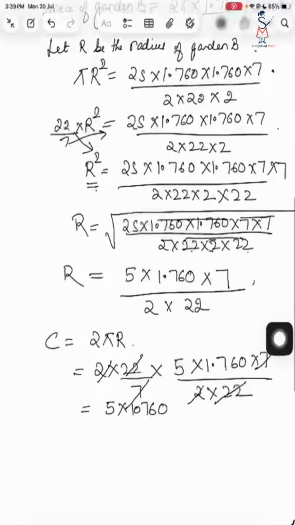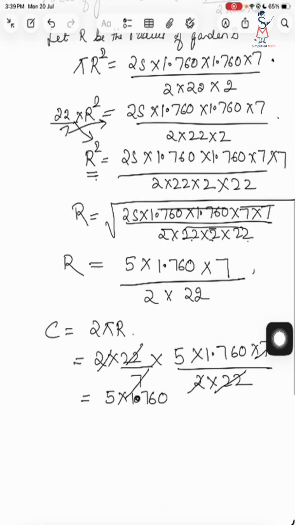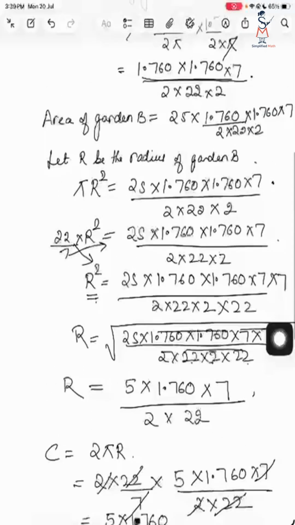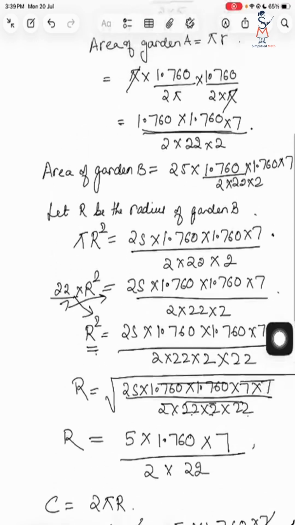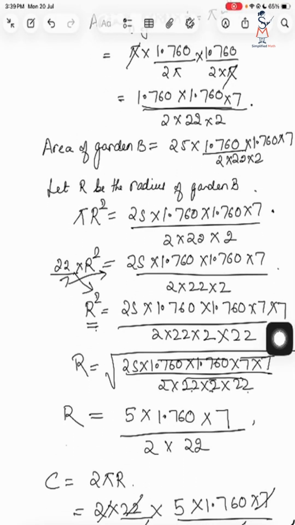Right. So 5 into 1.760 is 8.800. This becomes kilometers. So no need to multiply, just leave the values, because for sure you will find the value by square rooting the numbers. So no need to multiply there, just leave it in pairs and get the value at the end like this.